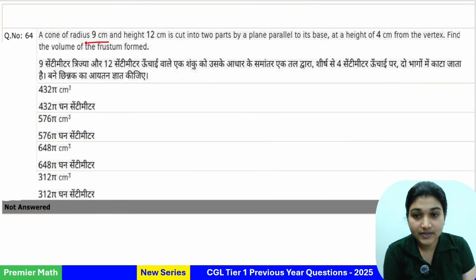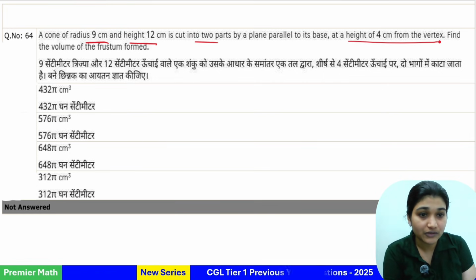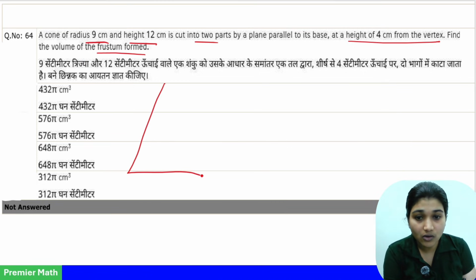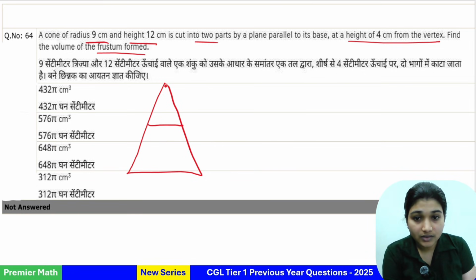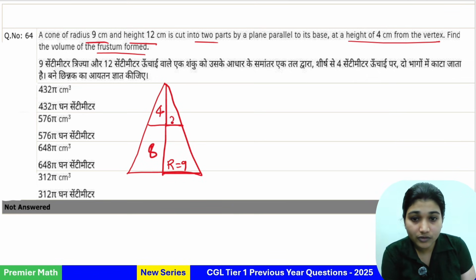A cone of radius 9 centimeter and height 12 centimeter is cut into two parts by a plane parallel to its base at a height of 4 centimeter from the vertex. Find the volume of the frustum formed. Here, if this is the cone, this cone is cut into two parts, and the height of this cut is 4 centimeter from the vertex. Now, the total height is 12, so the height of the frustum is equal to 8. The radius of the larger cone is 9. Consider the radius of the smaller cone as r.